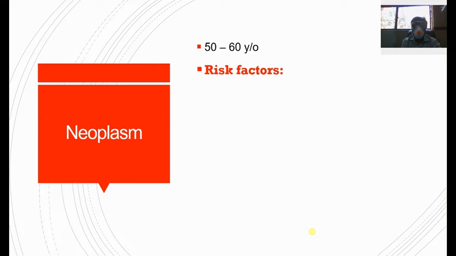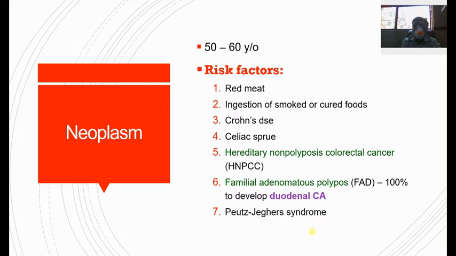It mostly manifests in relatively older groups. The age ranges between 50 to 60 years, and among risk factors are the consumption of excessive amounts of red meat, in the form of smoked or cured foods. Crohn's disease is also considered a predisposing factor for tumors of the small intestine, and with this, celiac disease is also an important risk factor.